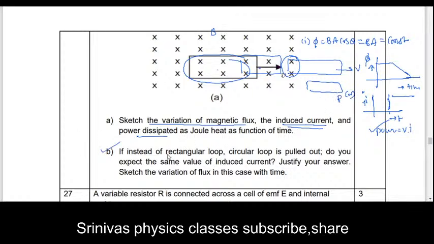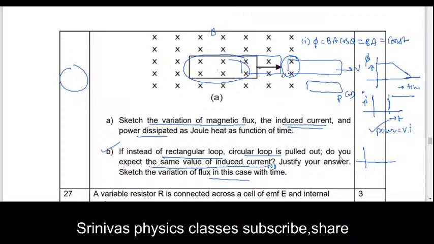Next, instead of this, if you use a circular loop, what happens? A circular loop means you will get a graph like this. Do you expect the same value of induced current? No, because it will change. The circular loop is different and that one is different.